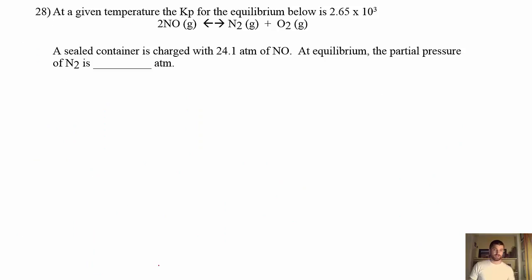All right, 28. At a given temperature, the Kp for the equilibrium below is given as that number. A sealed container is charged with 24.1 atmospheres of NO.